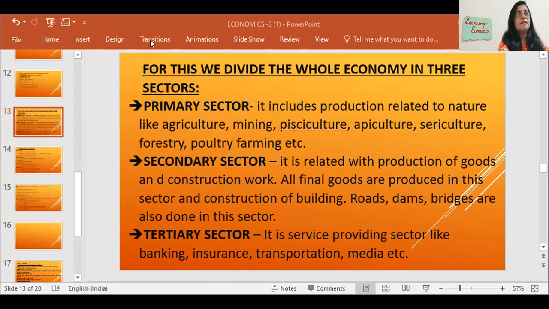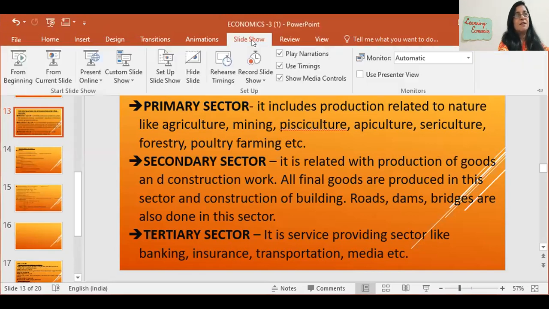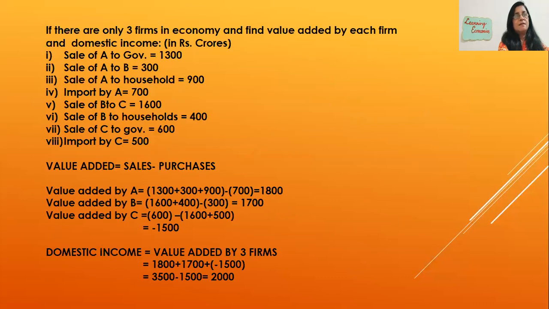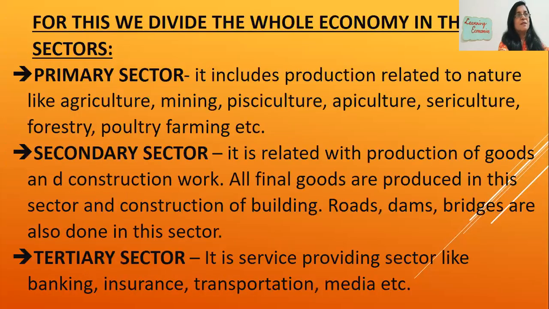I hope that you can see it. First, let me enlarge it so that it will be better for you. So students, we had done the small concept of national income previously, and we had done many concepts. First, we have to discuss this. This is the basic of calculating national income with the help of the production method. According to the production method, we divide the whole economy into 3 sectors.